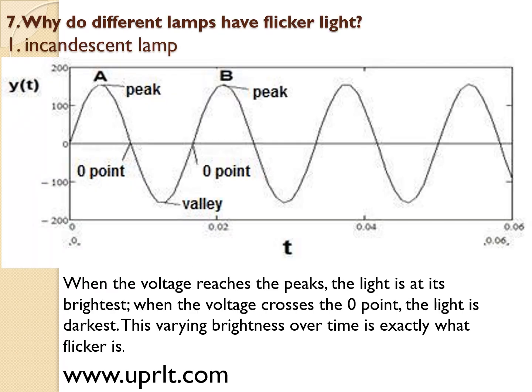Why do different lamps have flicker light? An incandescent lamp uses an AC voltage. The voltage waveform shows the voltage across the lamp. The vertical axis V is voltage. The horizontal axis T is the time. When the voltage reaches the peaks, the light is at its brightest. When the voltage crosses the 0 point, the light is darkest. This varying brightness over time is exactly what flicker is.